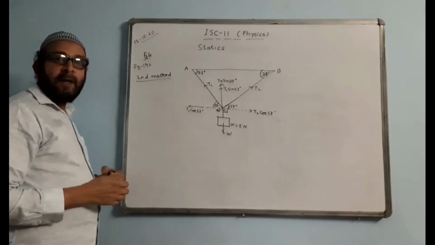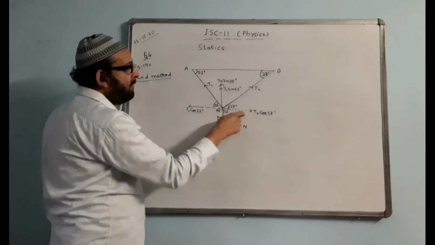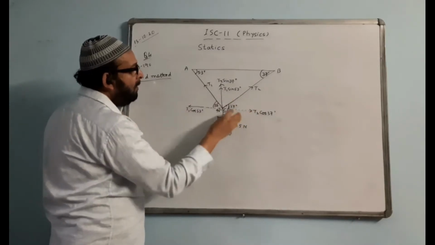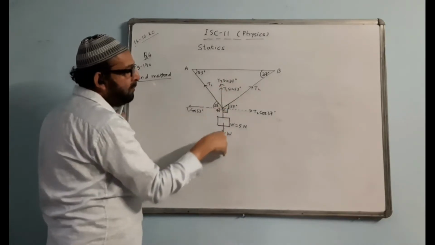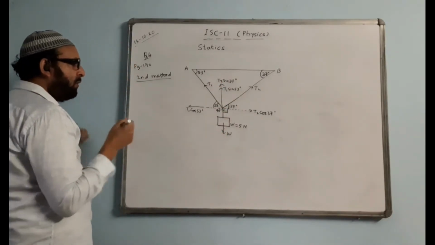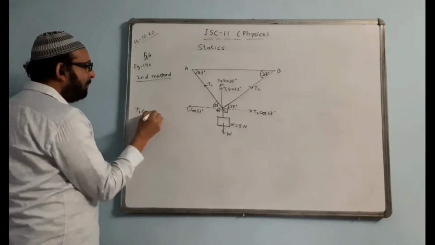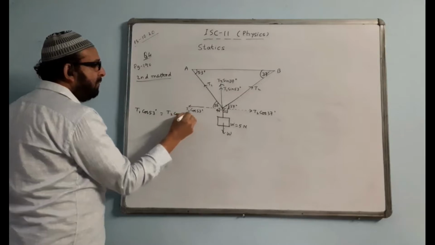Now the system is in static equilibrium. That is, these two will be equal and opposite. These two are already directional, we see they are opposite, that is, they are equal. This and this will also be equal. This upward force will be equal to the downward force. The first equation we can write is T1 cos 53 degree is equal to T2 cos 37.